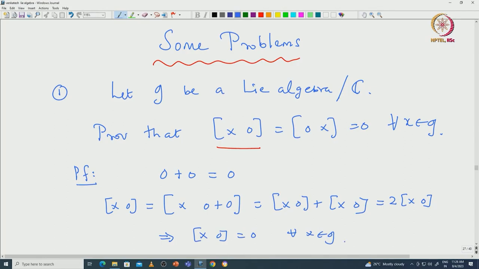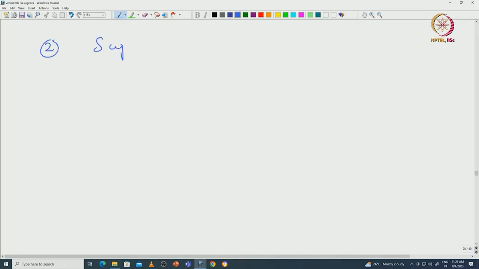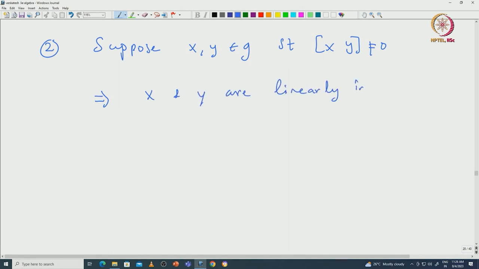Now let's see our second problem. Again, this has to do with the Lie product. Suppose we have two elements x, y in G such that the bracket is non-zero. Then we want to know, as vectors, whether x and y are linearly dependent or not. Because the bracket is non-zero, one immediately gets that x and y are linearly independent over complex numbers. So how do we prove this?